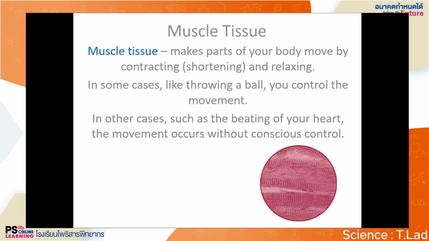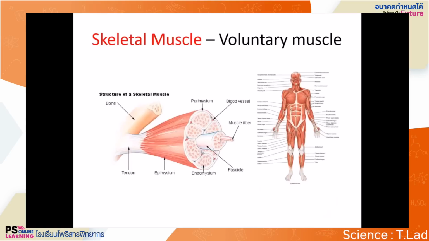But in other cases, such as the beating of your heart, when your heart beats faster or slower, we cannot control this one. So the movement occurs without conscious control. So there are three types of muscles. The first one is called skeletal muscle. Why are they called skeletal muscle? Because these muscles are attached to the bones, or skeletal system.